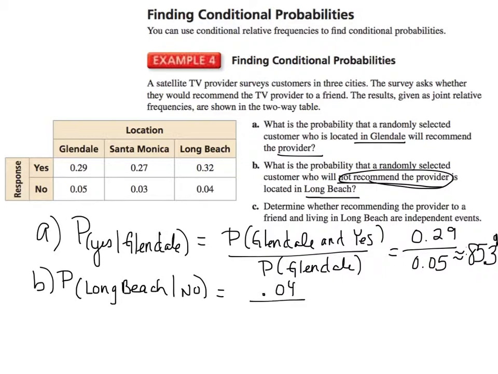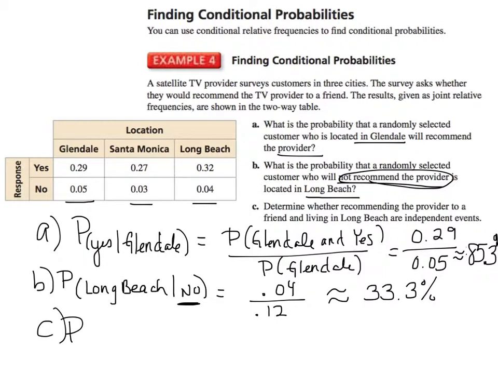Divided by this. Of everyone who picks no, we look at who picks no first. So everyone that picks no would be adding up 0.05 plus 0.03 plus 0.04. That gives us 0.12. So it would be 0.04 divided by 0.12, which is 1/3, which is approximately 33.33%.